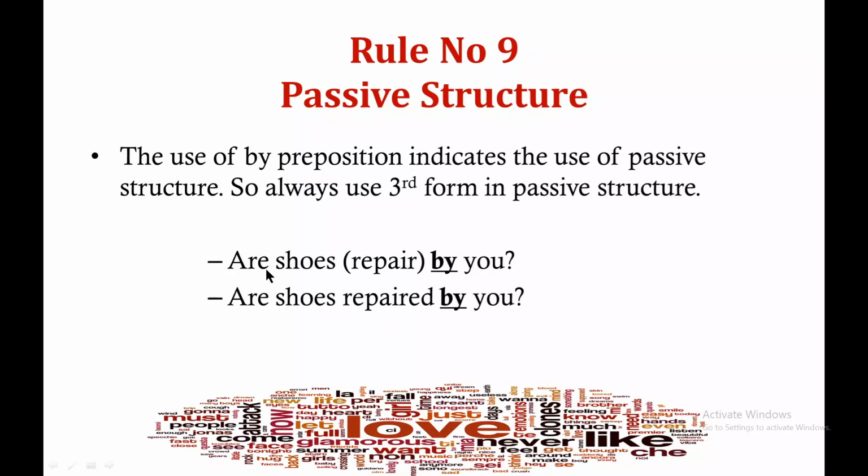Since we use is, am, are with ing, we use ing form with is, am, are, but this is passive structure, by you. So in passive structure, we always use third form of the verb, so it will become repaired instead of repair in the correct form. So this is all 9 rules.